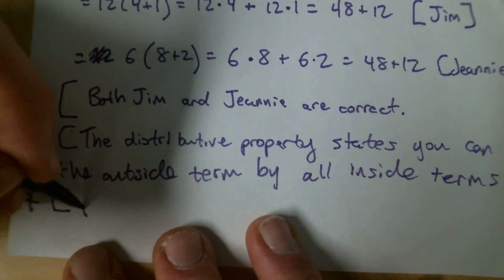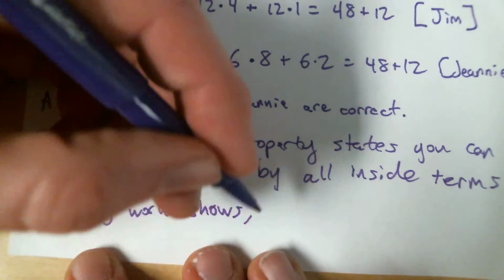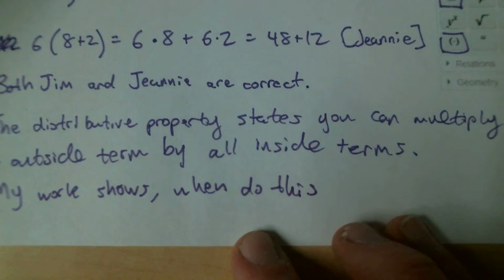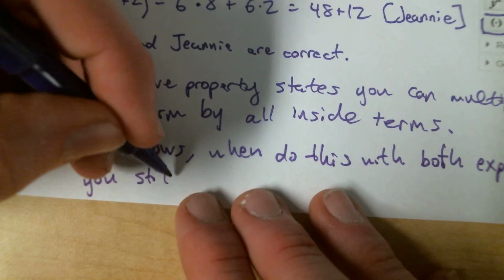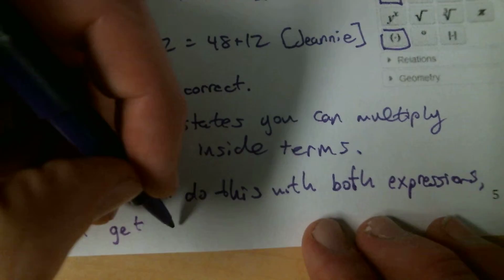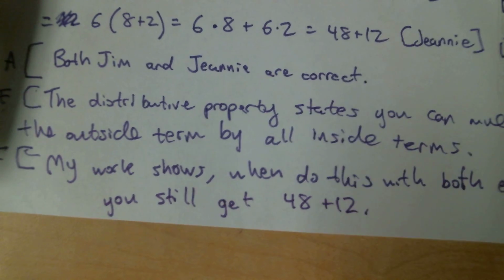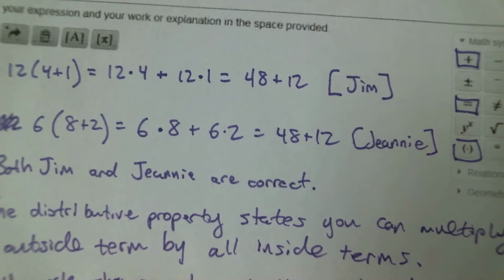My work shows when you do this with both expressions, you still get 48 plus 12. So I've got work shown. I've got two facts and an assertion. This is the kind of answer we would want to go in the box on Park.